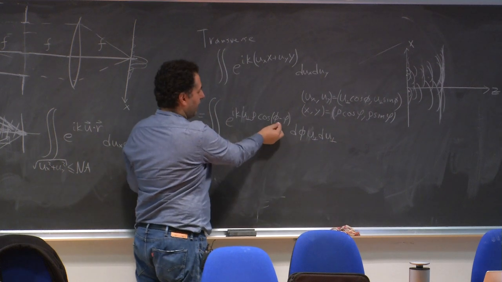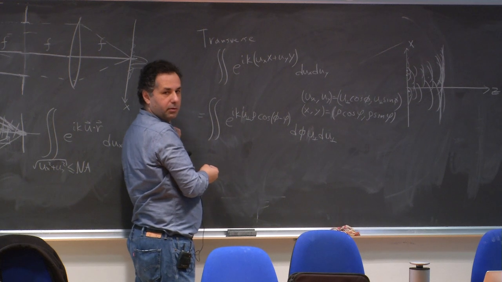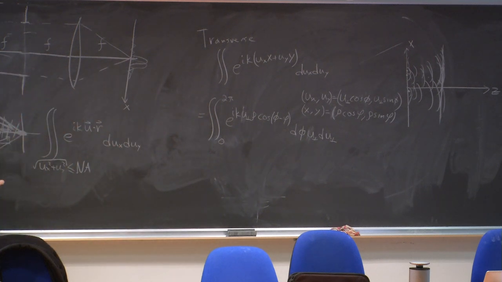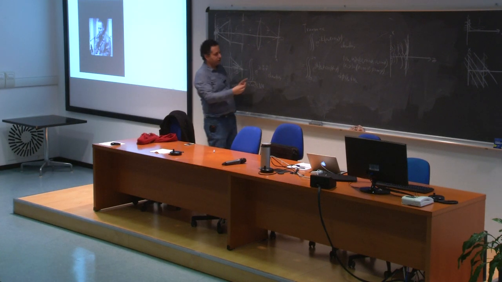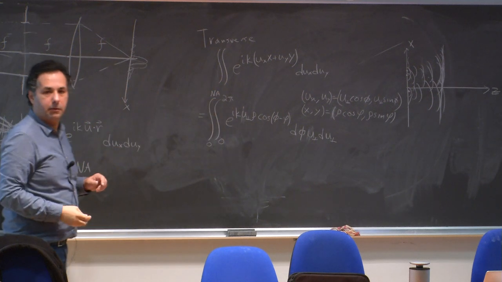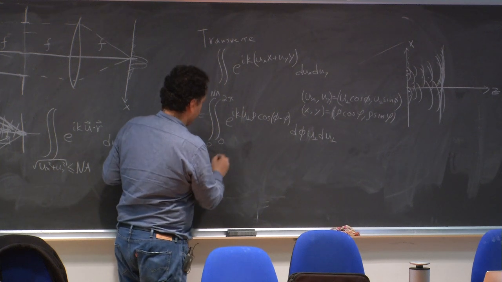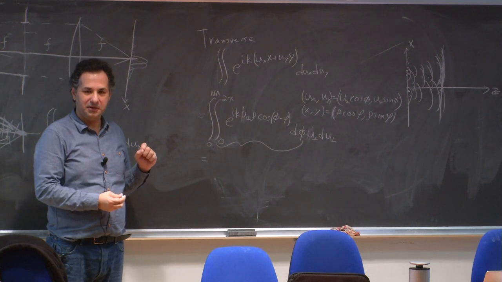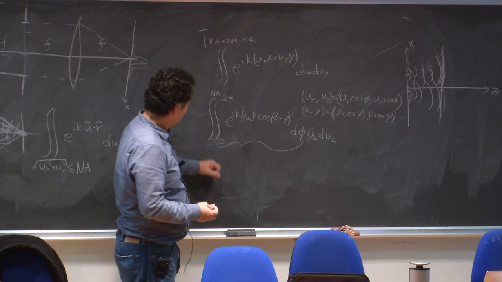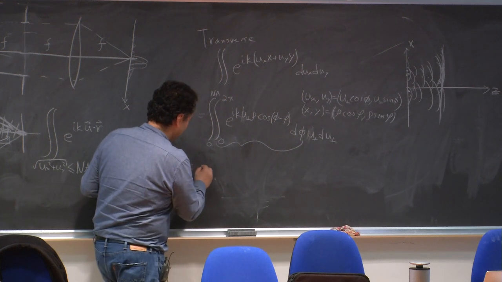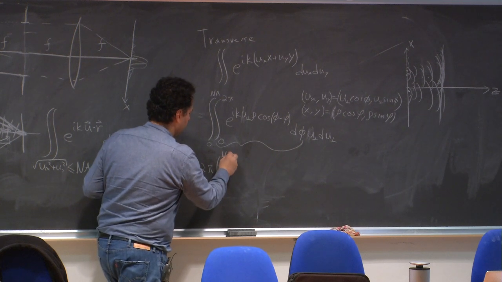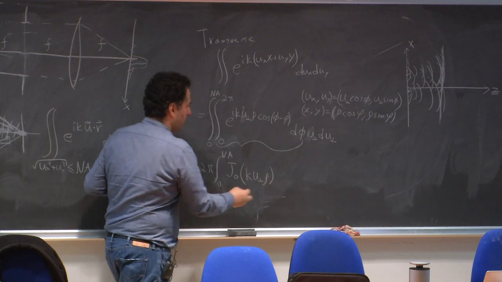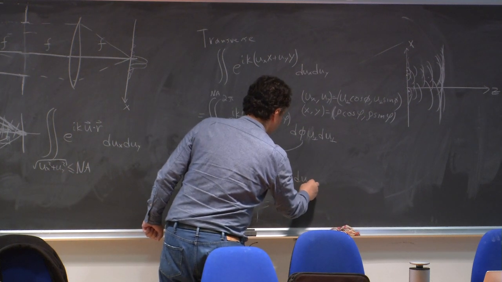u transverse. And the integral in phi goes from where to where? Zero to 2 pi, because this is the angle around here. And this one goes from zero to the NA. What is this integral here? Bessel function, we solved that yesterday? I'm losing track of time now. So this is 2 pi times the integral from 0 to NA of the Bessel function of k u transverse rho, times u transverse d u transverse.